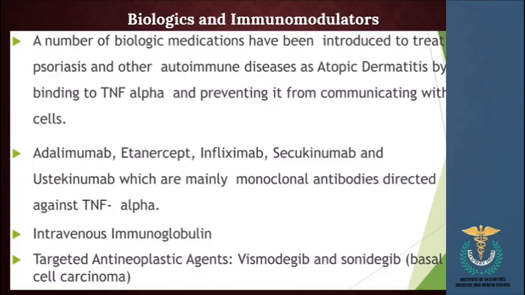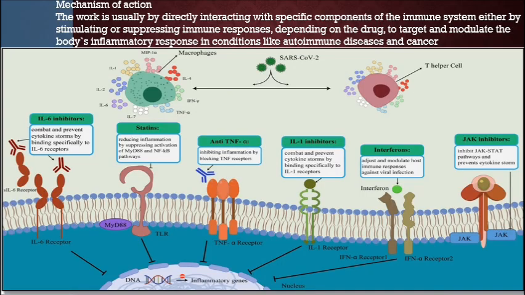A number of biologic medications have been introduced to treat psoriasis and other diseases such as atopic dermatitis. These are some of the examples I mentioned, which are mainly monoclonal antibodies directed against TNF alpha, and also intravenous immunoglobulins and targeted anti-neoplastic agents. In the mechanism of action, they work by directly interacting with specific components of the immune system, either stimulating or suppressing immune responses depending on the drug, to modulate the body's inflammatory response in conditions like autoimmune diseases and cancer.